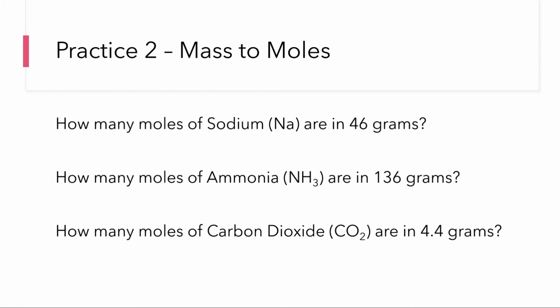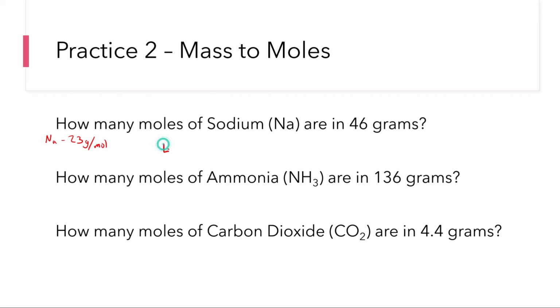Now this next set of examples wants us to go the other way. So in this case, we're going from mass to moles. First one asks how many moles of sodium are in 46 grams. First and foremost, we need to once again get our molar masses. So for sodium, it is 22.99, or I'm going to round up to 23. So Na is 23 grams per mole.